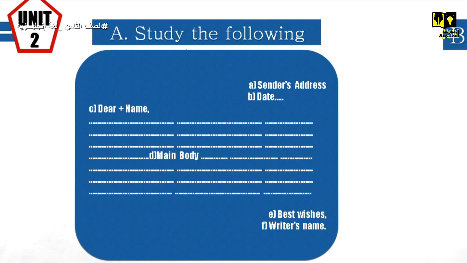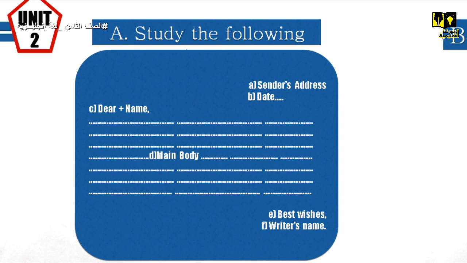So it's clear that the writer's name and the writer's address should be on the right part of our paper. On the top, we find his address, the person who writes the letter, right? And on the bottom, he should write his name. But the person who is receiving the letter, whom we are sending the letter to, we find his name on the left part of the paper, starting the letter with Dear Fulan. Okay? Have a look at this format.